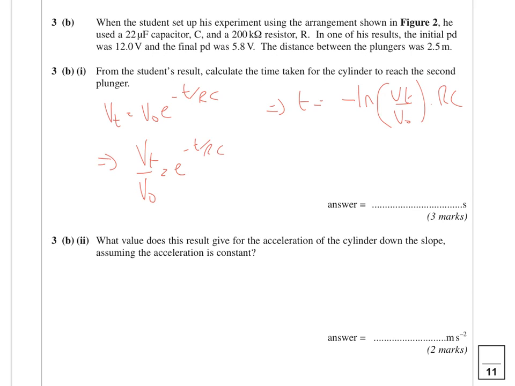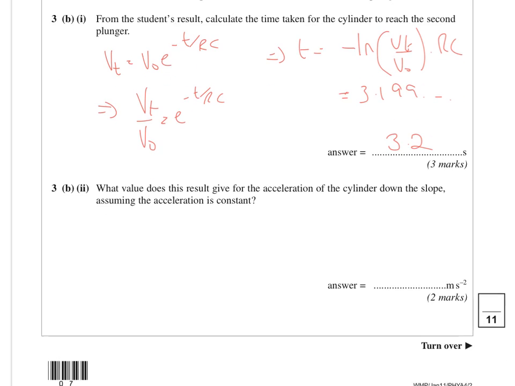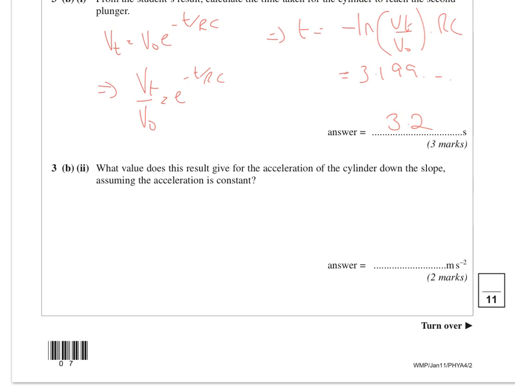So the final was 5.8 divided by 12. Log of that answer is minus 0.7 whatever, times minus 1, times R, which is 200 times 10 to the 3, times C, which is 22 times 10 to the power of minus 6, gives you 3.199 dot dot dot. So essentially 3.2 seconds.